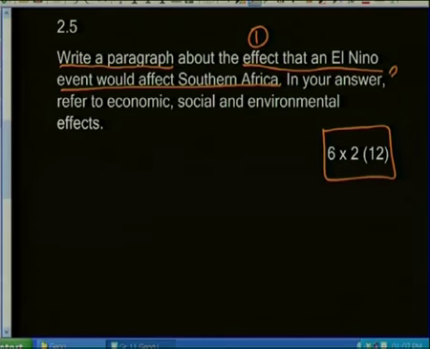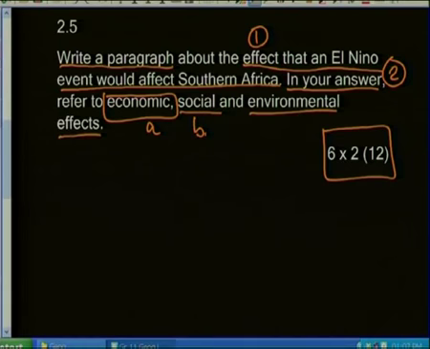In your answer, number 2, this is the second part of the question, in your answer, refer to economic, that's the first thing, social, that's the second thing, and environmental effects or environmental problems that are going to be as a result of El Nino. So for 12 marks here, we need to talk about the effect El Nino has on South Africa by looking at specifically economic impacts, social impacts, and environmental impacts that it's going to cause. What are those issues or problems going to be?